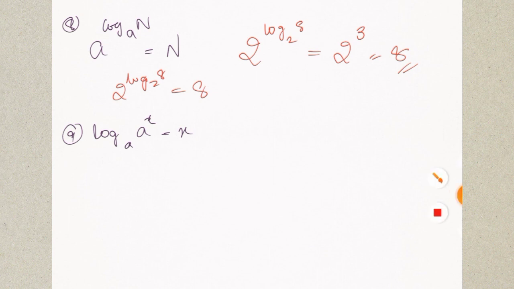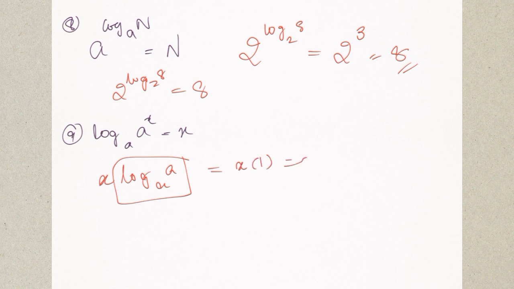Log a power x to the base a is actually simply x. How it comes is, when you have something to the power, it will generally go here. It will become x log a to the base a. Again, log a to the base a will become 1, right? So x into 1 is x. So generally the power of this number will come to the front. There is a log n property, no need to worry, I'll tell that also. So in that way this will work.